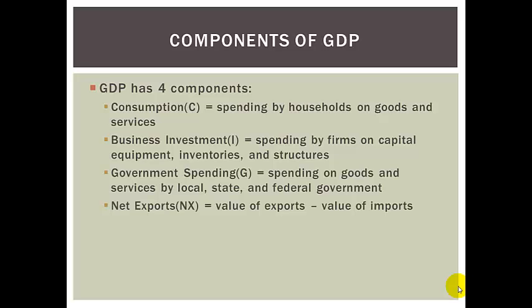Government spending. Government also spends a lot of money, we all know that. So that's also going to be a component of GDP. It's spending on goods and services by local, state, and federal government. In this category, we're going to include things like government-built roads, buildings, transportation, infrastructure, all those things. Police work. Government is paying salaries to police workers. That's going to go into the calculation of our GDP.